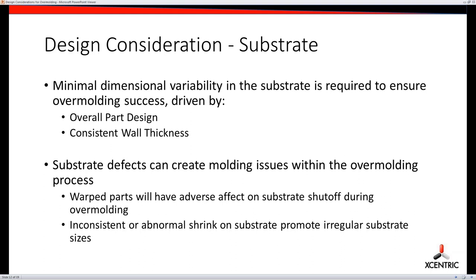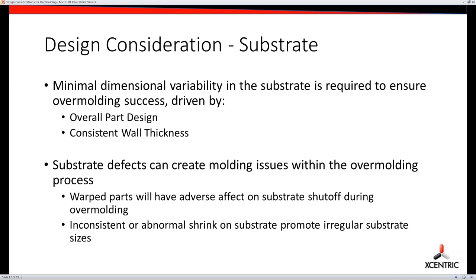And the biggest driver of that is the overall part design and mainly the consistent wall thickness and nominal wall thickness. When you start getting into abnormal shrink and things start moving around, that can affect all your shutoffs within the overmold tool and create molding issues. Right. If you can imagine, you have that substrate piece that's molded and pulled out of the tool. That substrate piece is then taken by our tool shop, and it has to be fit exactly into that overmold. So as John said, there needs to be very consistent output from that initial substrate tool.